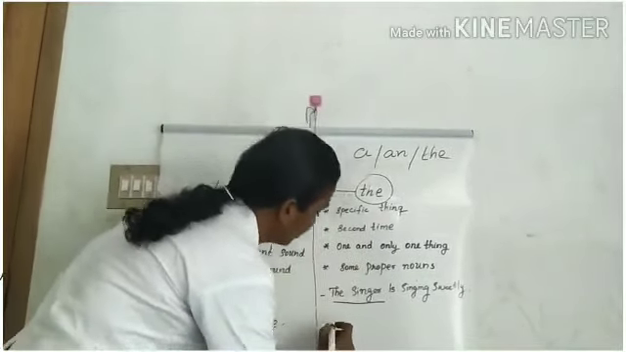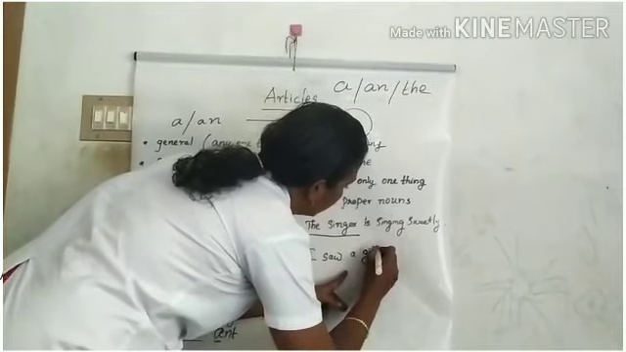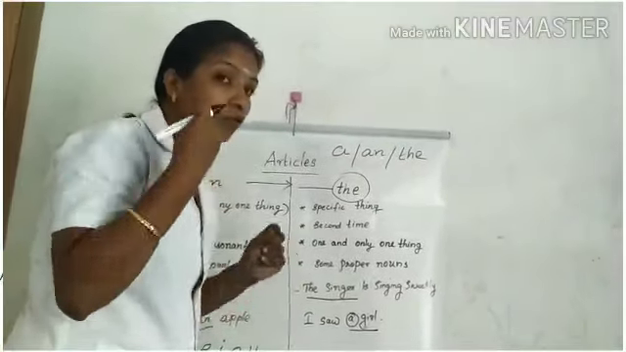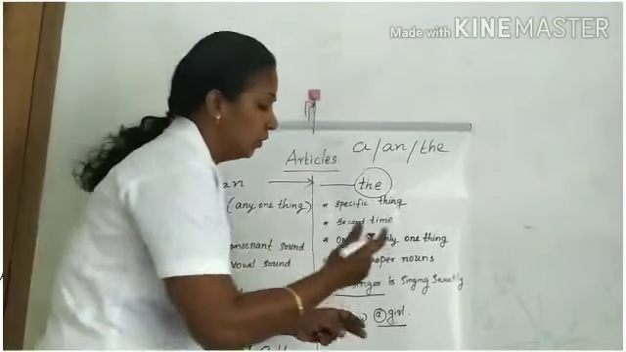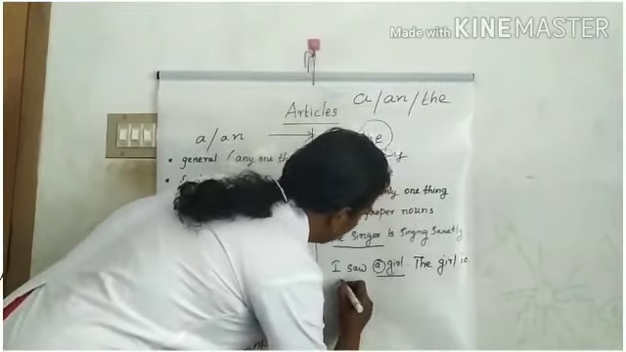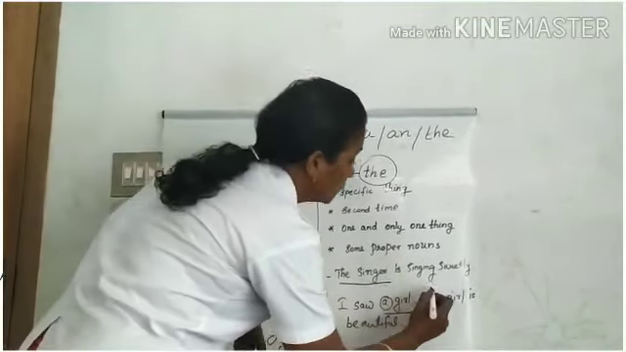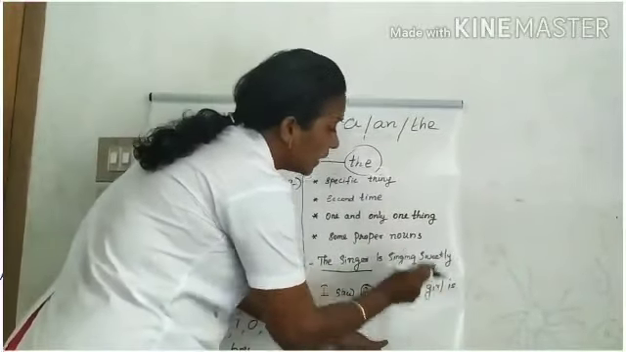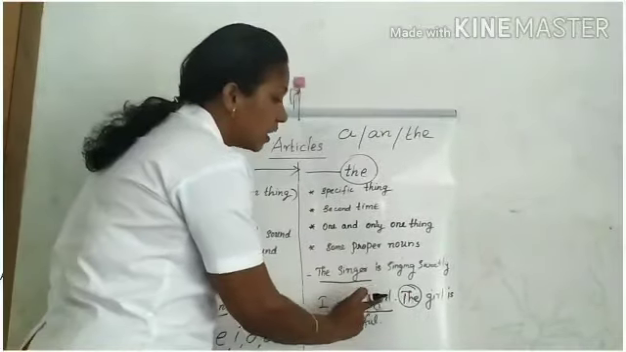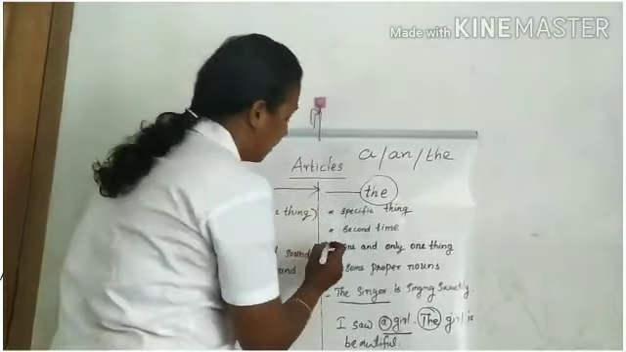I will show you another example. I saw a girl. Here girl is used for the first time. And now I want to say some more about this girl. So, I am continuing this sentence. The girl is beautiful. Which girl? This girl. So, when we use this girl for the second time, we use the. We should not use A or an. If this noun is used for the second time, we have to use the. Is it clear?